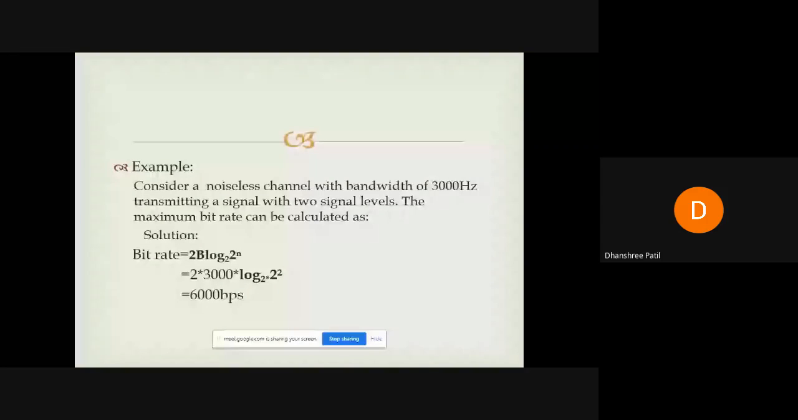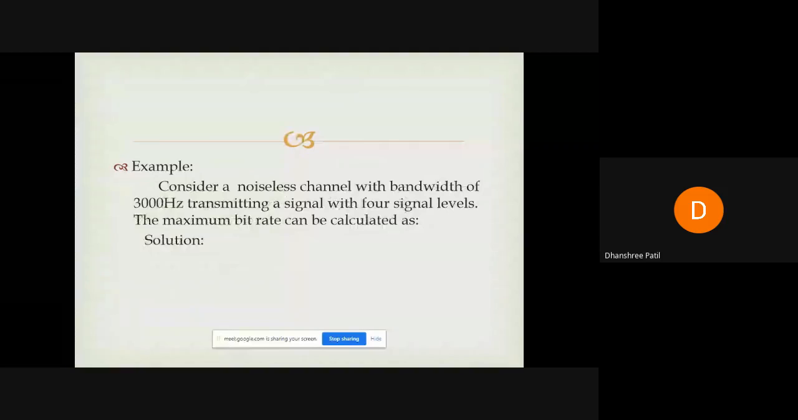So this is the example we have seen. Now solve this example. Same example, same formula you have to use. Bandwidth is again 3000 Hertz, and now transmit signal levels are 4. Then what will be the capacity of a channel? Tell me the answer.